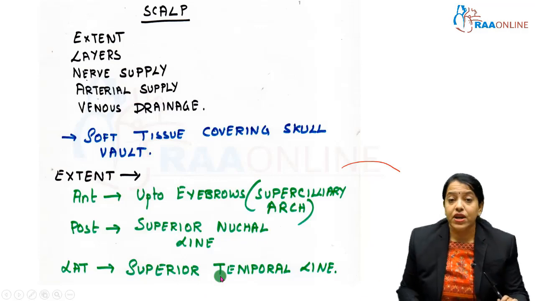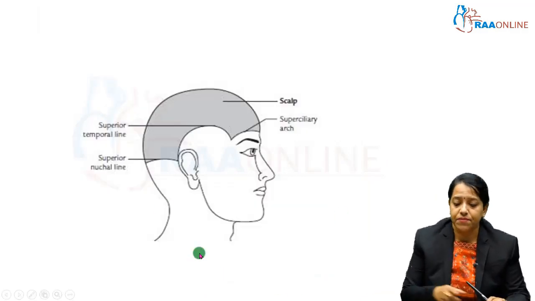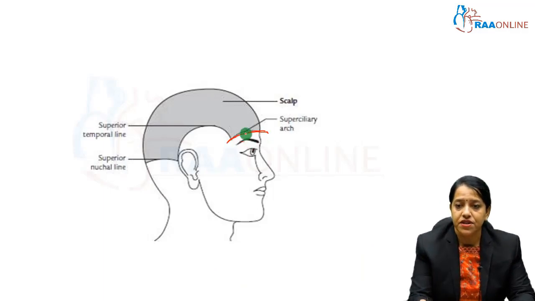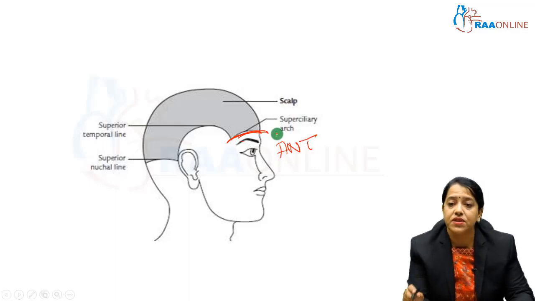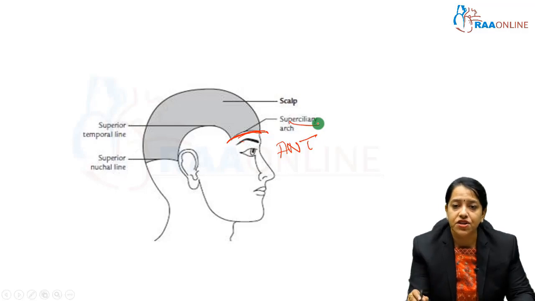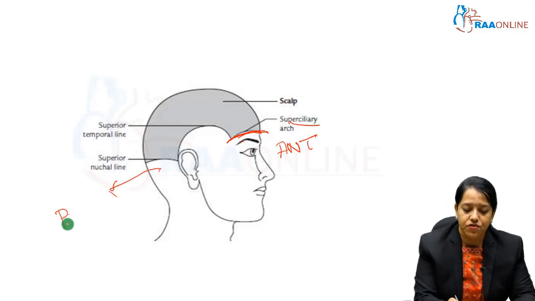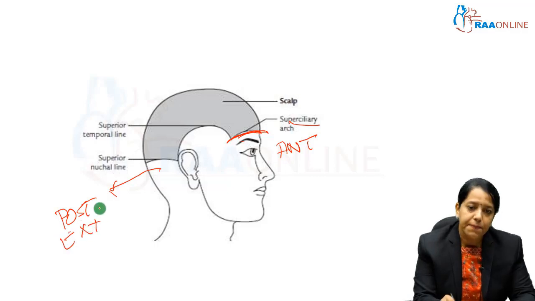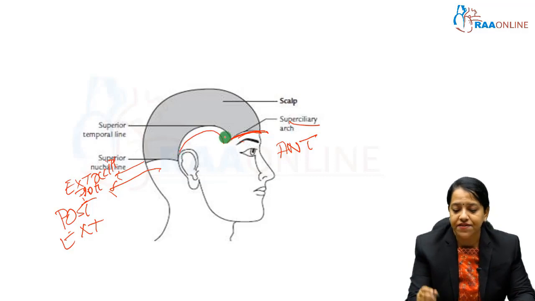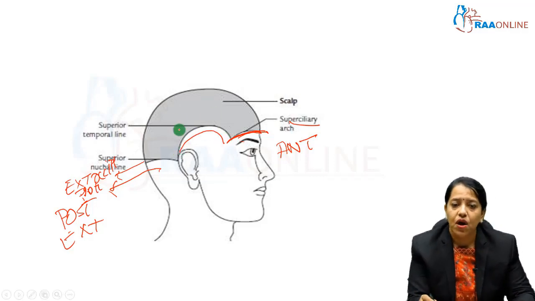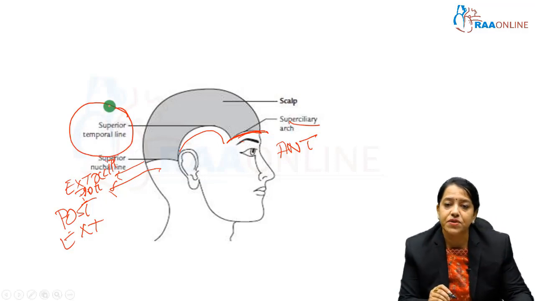Let's see the extent in this diagram. This diagram is showing you the extent. You can see over here, this is the anterior extent of the scalp up to the superciliary arch. This is the superciliary arch. Here comes your posterior extent of the scalp, which is up to the superior nuchal line, and also the external occipital protuberance is coming over here, in the center. This is your posterior extent, and if you see the lateral extent on either side, this becomes the lateral extent, that is the superior temporal line.